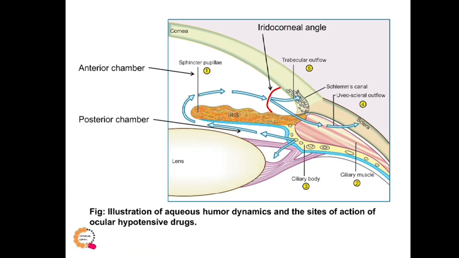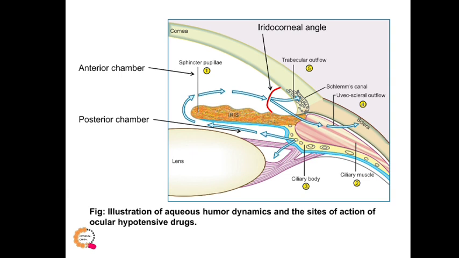So the space between the cornea and the yellowish-brown colored iris, we call it the anterior chamber, and the space between the iris and lens is called the posterior chamber. And this blue colored arrow shows the direction of flow of aqueous humor. This yellow part, as you can see, which is connected with the iris, is the ciliary body, and behind this pinkish-yellow part is the ciliary muscle.